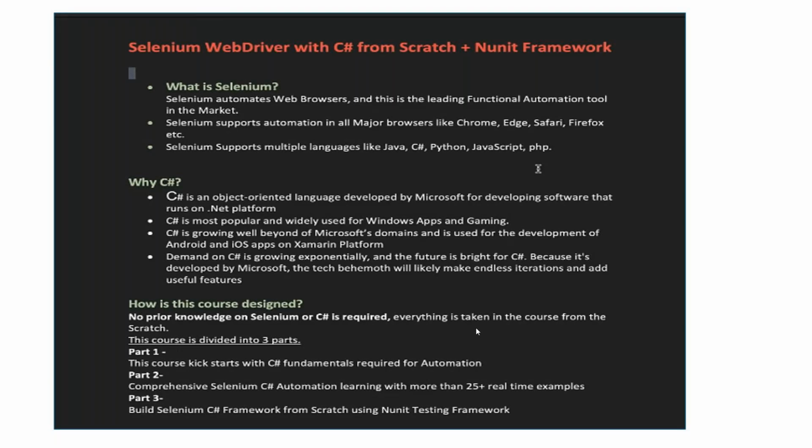Why choose C#, and why not choose any other language? We all know that C# is an object oriented language, just like Java or C++. C# is developed by the tech giant Microsoft, and this complete language runs on the .NET platform.